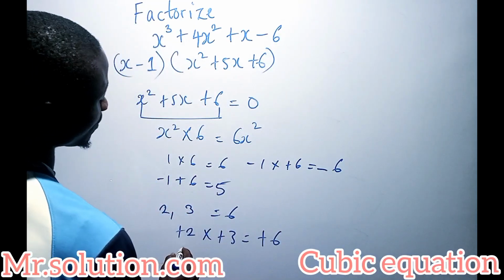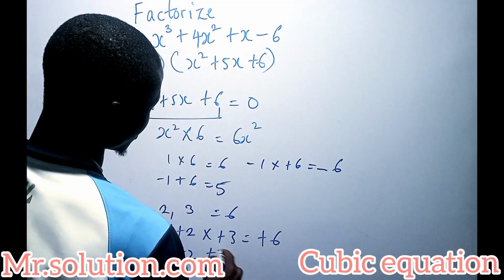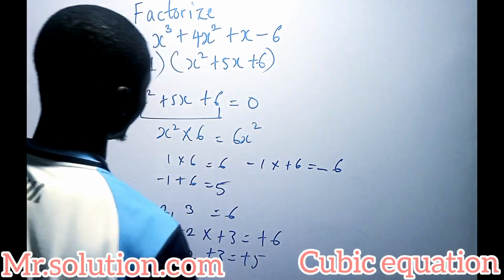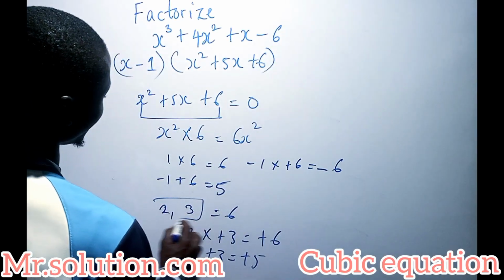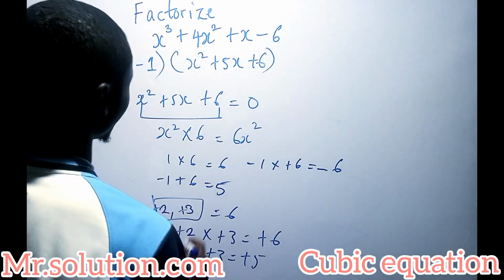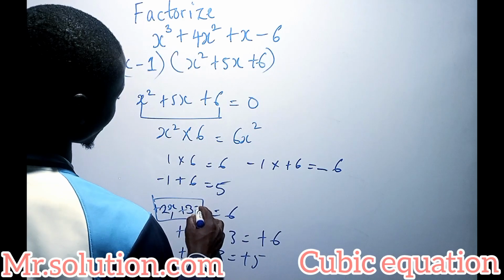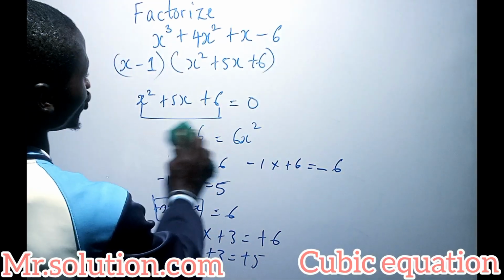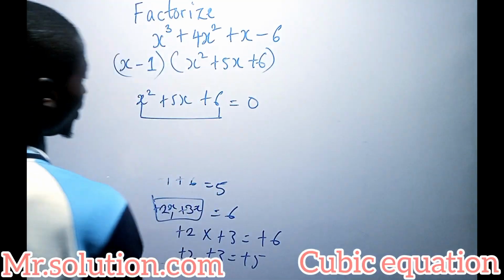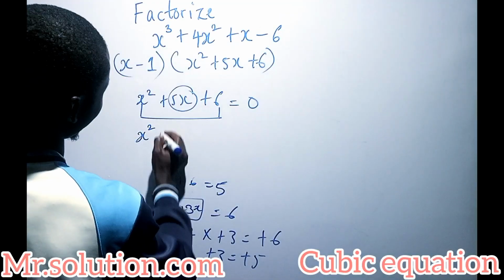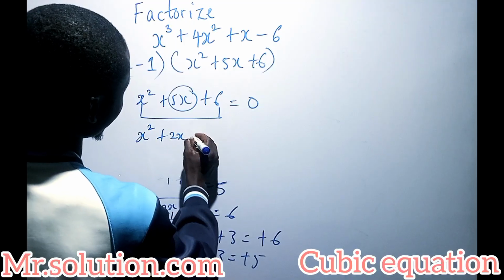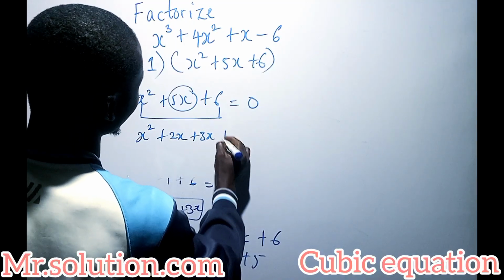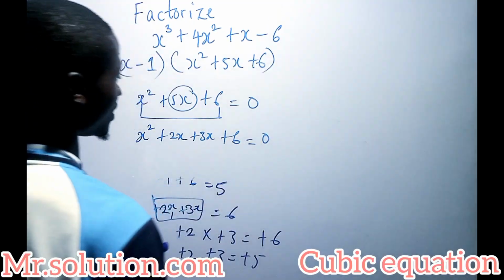Now if we say plus 2 plus 3, it's going to give us plus 5, which means the values we are going to use are plus 2 and plus 3, so plus 2x plus 3x, because there's x there. Now we solve for that. We are going to rewrite these terms here. So we are going to have x squared plus 2x plus 3x plus 6 equals 0.